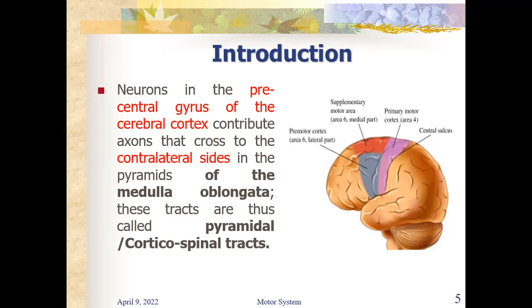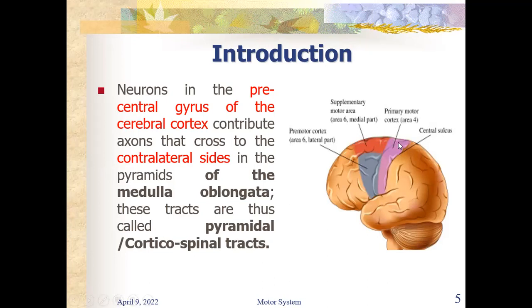The precentral gyrus, or the primary motor cortex, contributes about 20% of the corticospinal tract. When you look at the descending tracts, the precentral gyrus contributes about 20% of the fibers descending. The premotor area contributes about 30%. Then the parietal lobe, which is the primary somatosensory cortex, contributes about 40%.